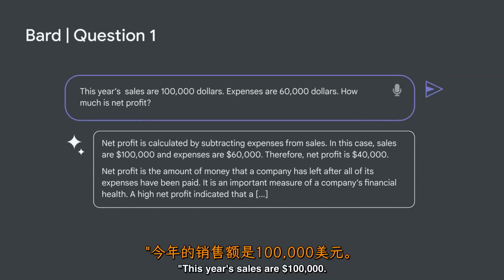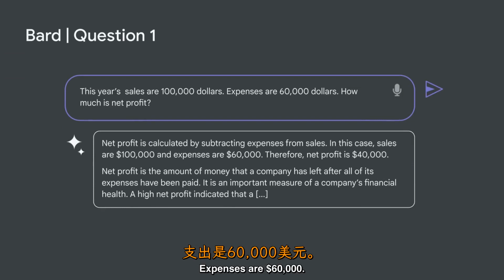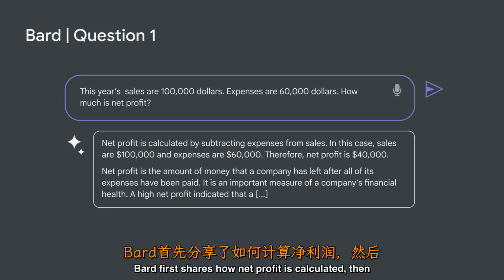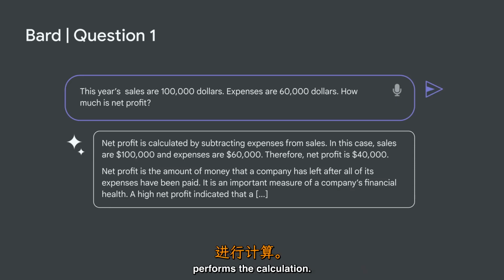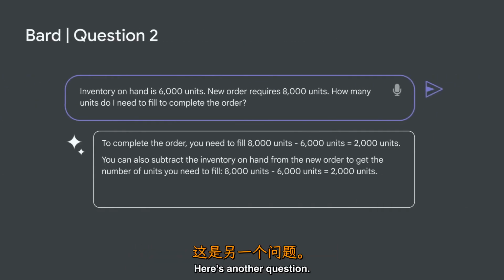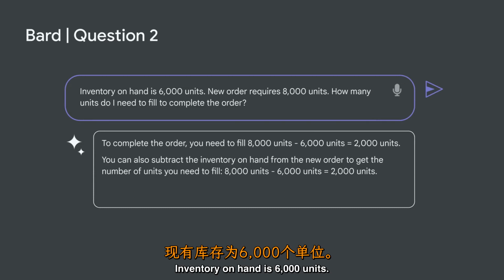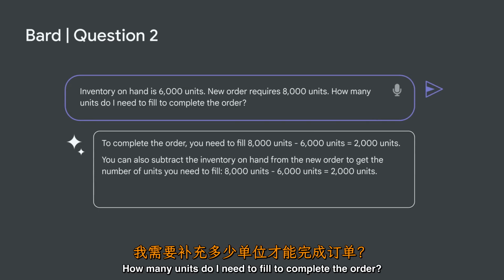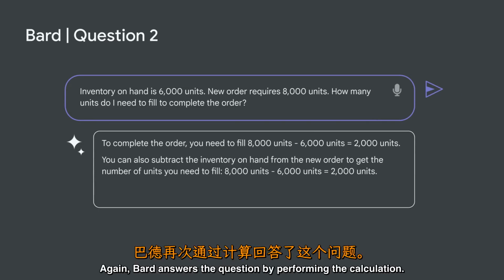Question 1. This year's sales are $100,000. Expenses are $60,000. How much is net profit? Bard first shares how net profit is calculated, then performs the calculation. Then Bard provides the definition of net profit. Here's another question. Inventory on hand is 6,000 units. A new order requires 8,000 units. How many units do I need to fill to complete the order? Again, Bard answers the question by performing the calculation.